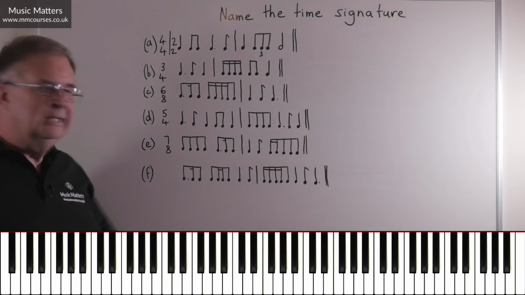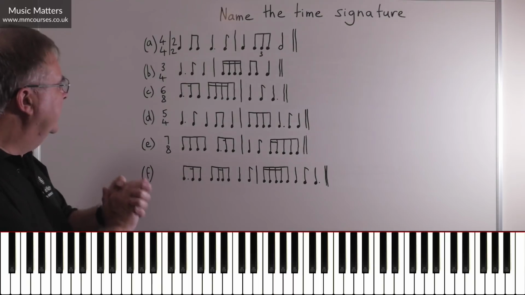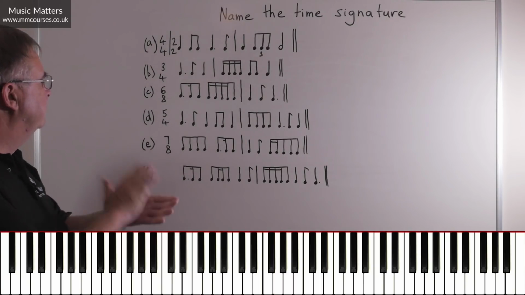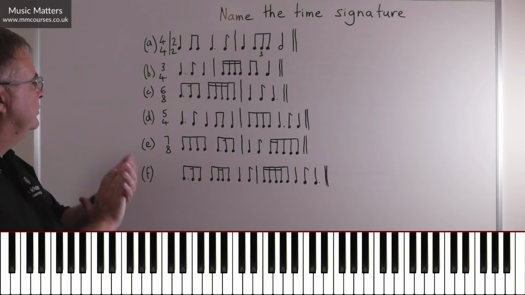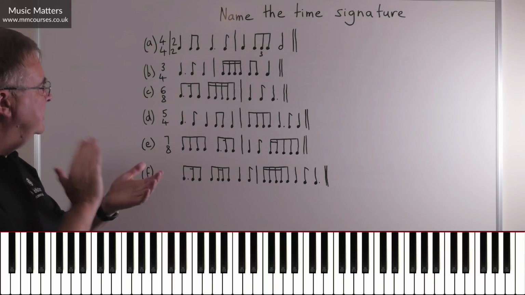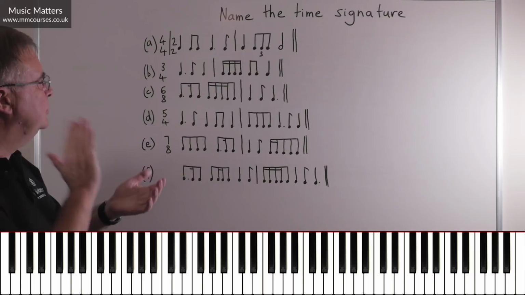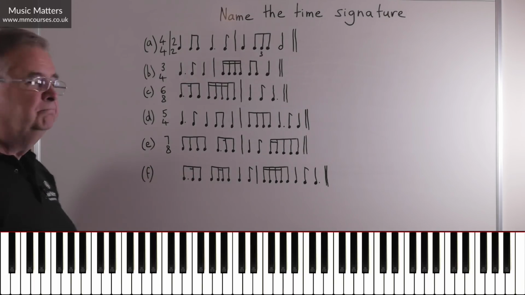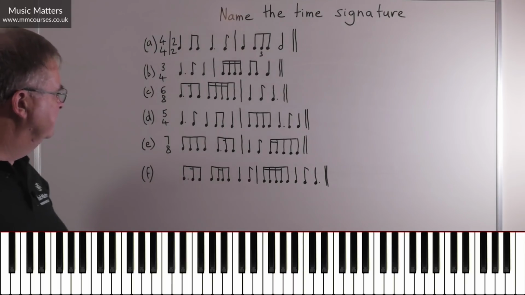Let's see if we can clap it. Here's 7 for nothing. 1, 2, 3, 4, 5, 6, 7. 1, 2, 3, 4, 5, 6, 7. So there we have 7/8.